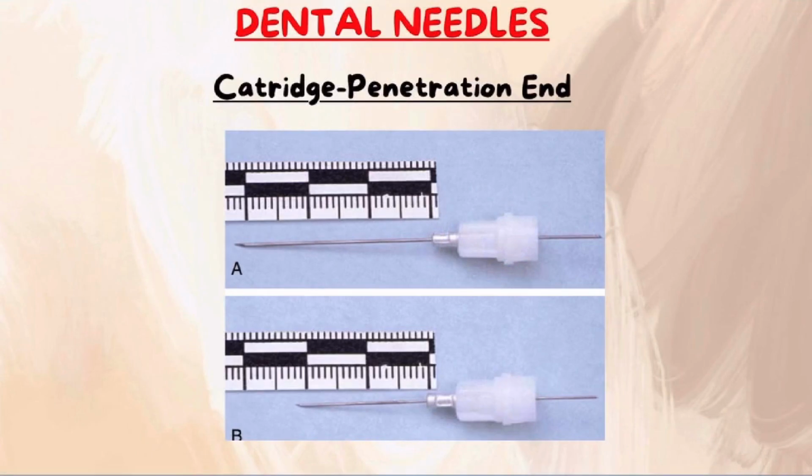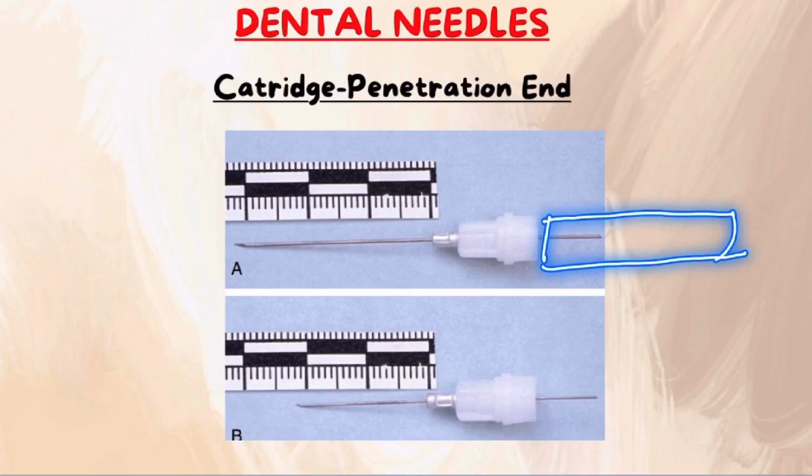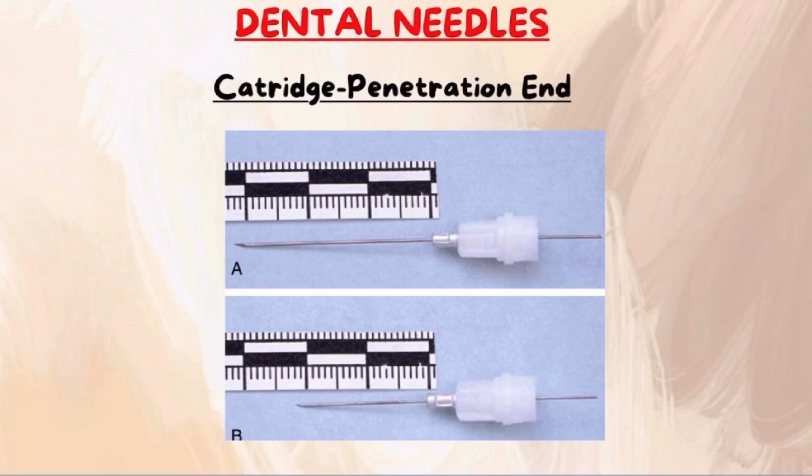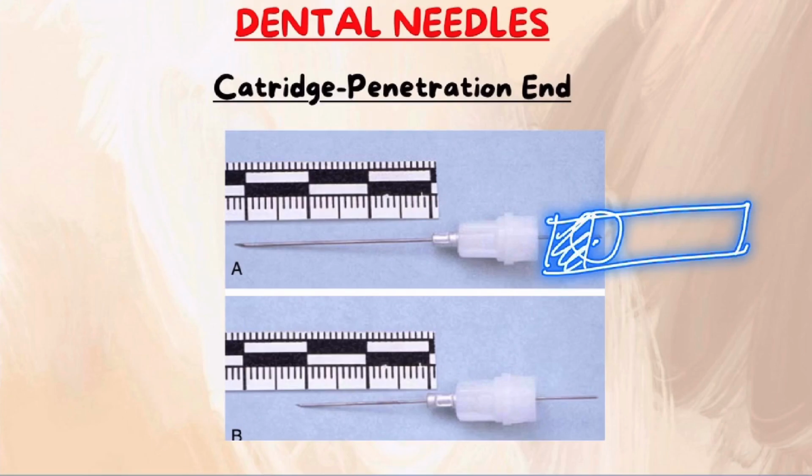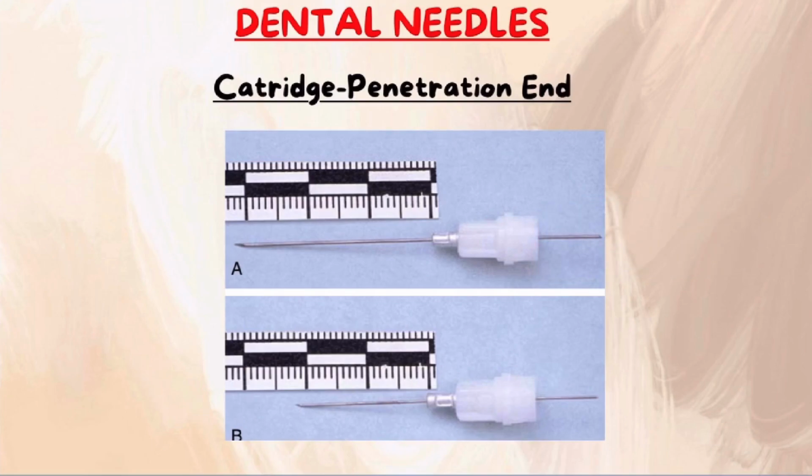Cartridge penetrating end. This is the end of the needle that enters into the anesthetic cartridge. So this is the anesthetic cartridge. This end is not sharp like the bevel, but it is designed to puncture the cartridge. This cartridge penetrating end allows the anesthesia to flow into the needle during the injection.